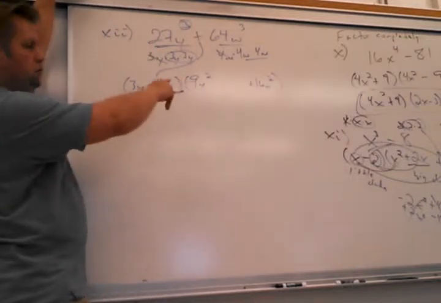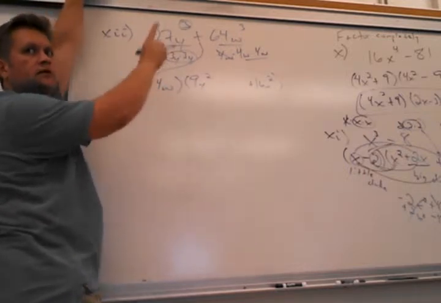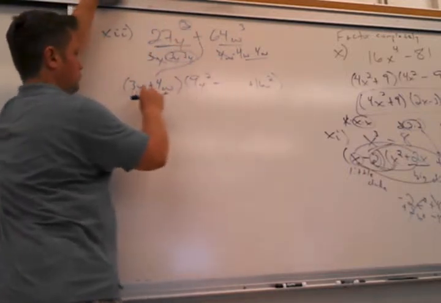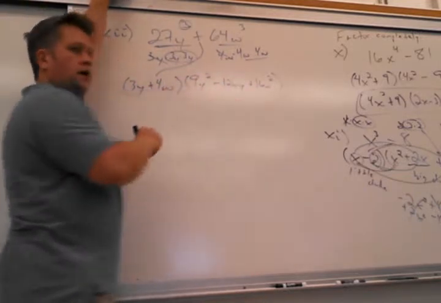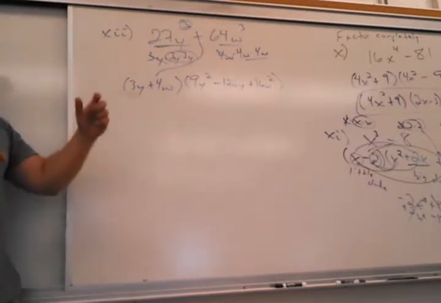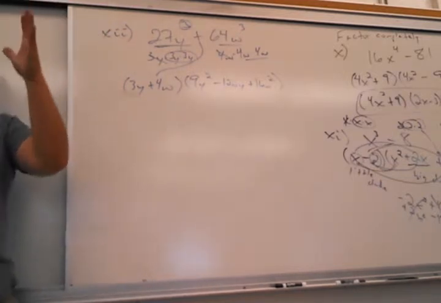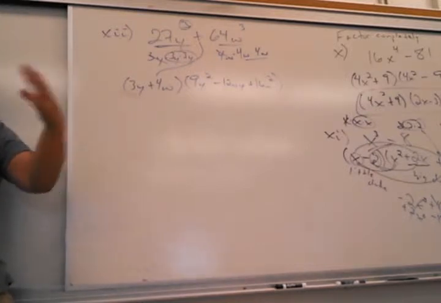So what goes in the middle? Good. Minus, because it's the cancellation. 3y times 4w, 12wy. The product, not the addition. Don't put 3y, 4w. That sounds silly, right? 3 times 4, no, 12wy is what it is, right?